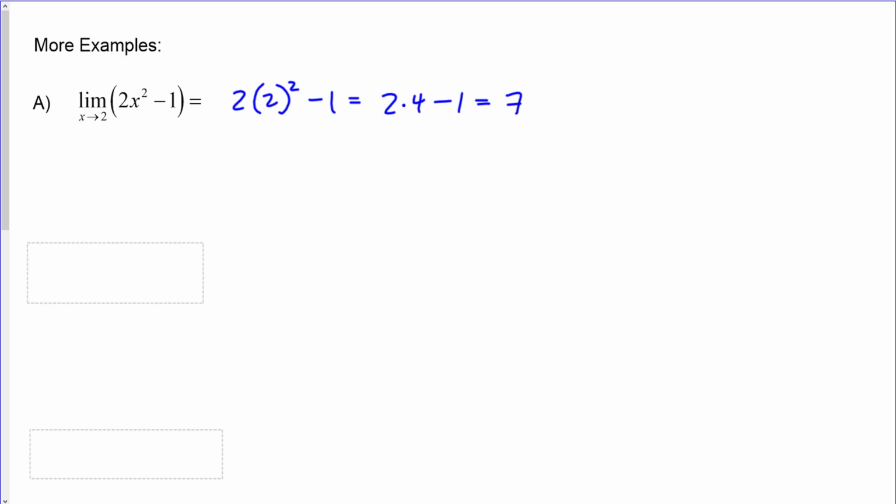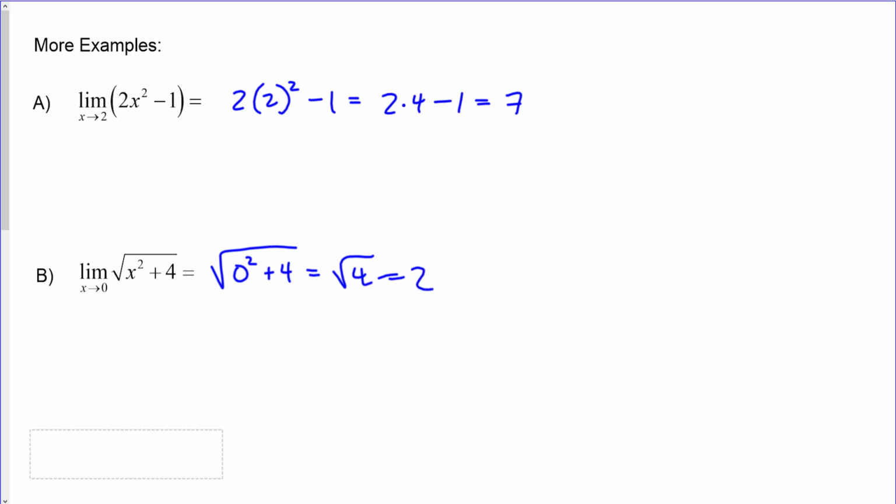You can go through the process of seeing what the x values approach, or seeing what the y values approach as you let x get closer to 2. Limit from the left, limit from the right, you're going to get 7. All right, the limit as x approaches 0 of the square root of x squared plus 4. As long as you're on this square root's domain, you're fine. So let's just see what happens if I put in 0. 0 squared plus 4 would be the square root of 4, which is 2. That works out fine.